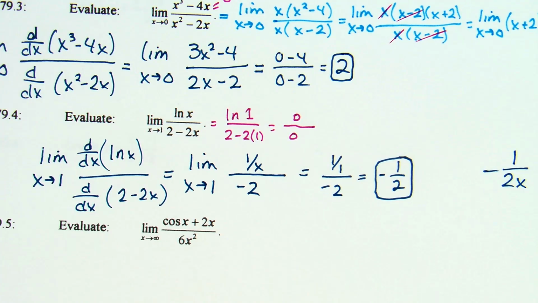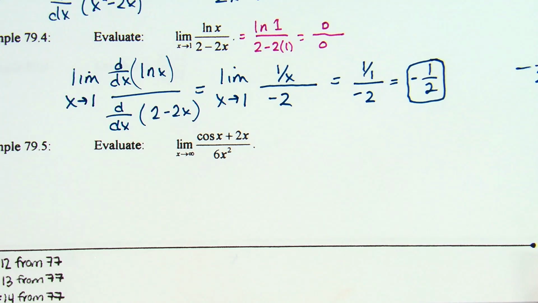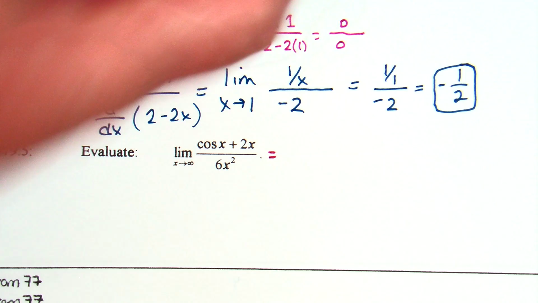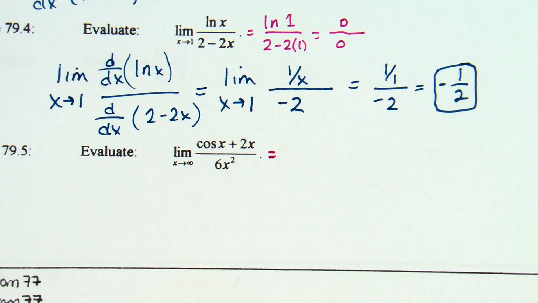Okay, one more example. Limit as x approaches infinity of cosine x plus 2x over 6x squared. Okay, so what are you thinking? I don't know how to take the cosine of infinity. Okay, valid point, valid issue.